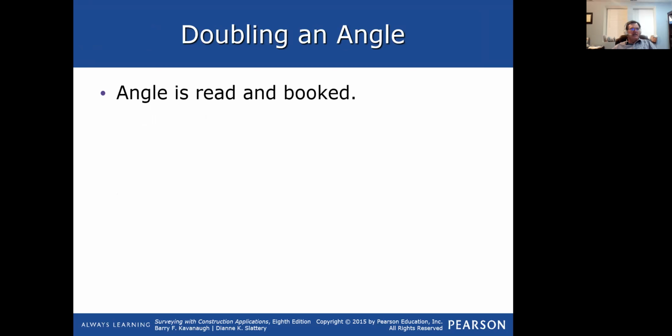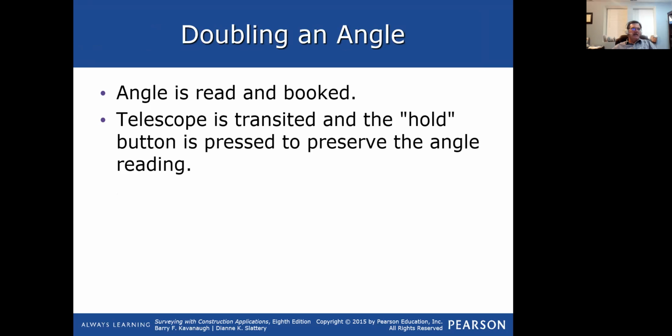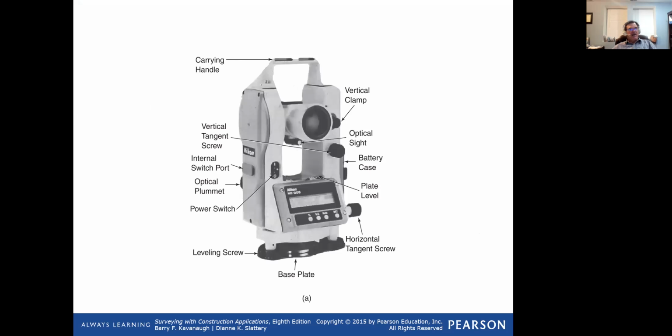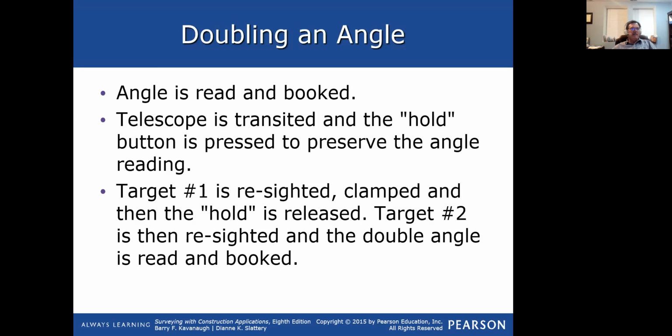Doubling angles is a method that you may or may not use very often. It can be done a few different ways, but the purpose of doubling an angle is to make sure you get it right the first time, as well as take any error out of the instrument.